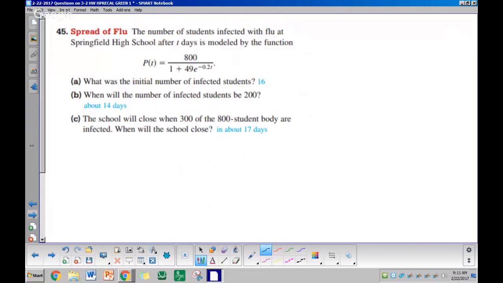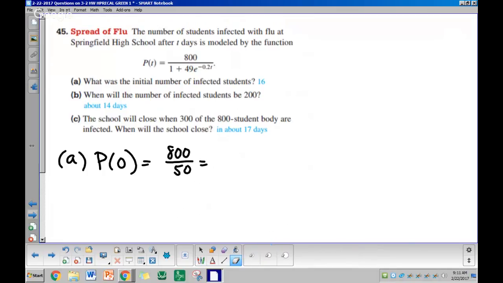Number 45. The number of students infected with flu at BT High School after t days is modeled by this function. It's a logistic. What is the initial number of students infected? How do we figure that out? So A is evaluating at 0. So we do that, we get 800 over 50, which is 16. 60, sorry. 60, duh. People, students. There's usually teachers in that, right? Did we read the same here?